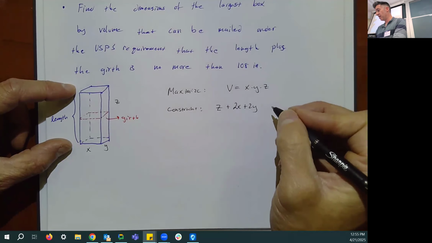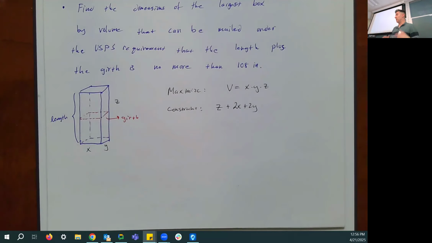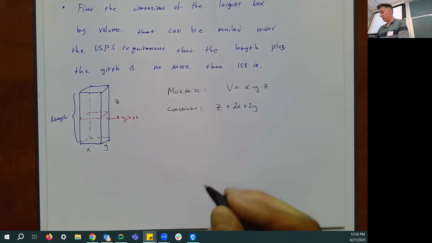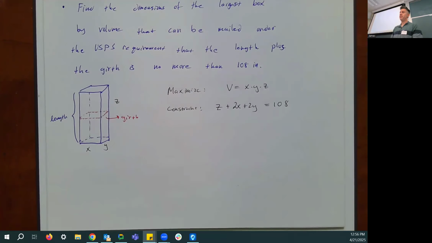We want that to be less than or equal to 108 inches, but if we're trying to get the most volume, you don't want to use less than the constraint gives you, so we're just going to set this equal to 108. And then it's the usual thing. Isolate a variable, plug it into the thing. This one is less ugly than the previous one.